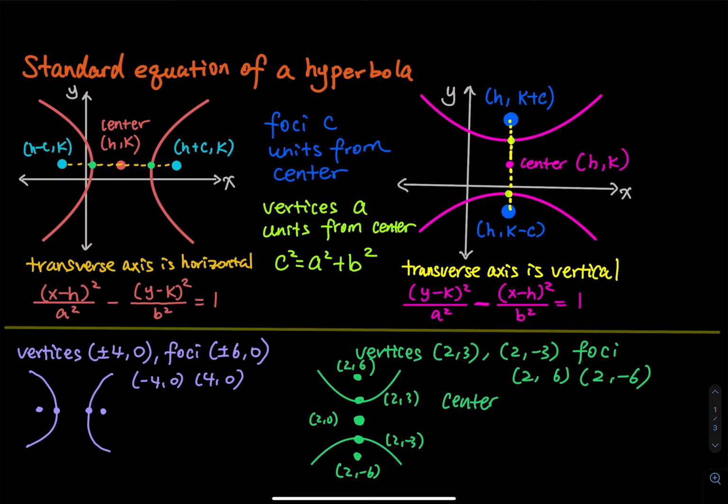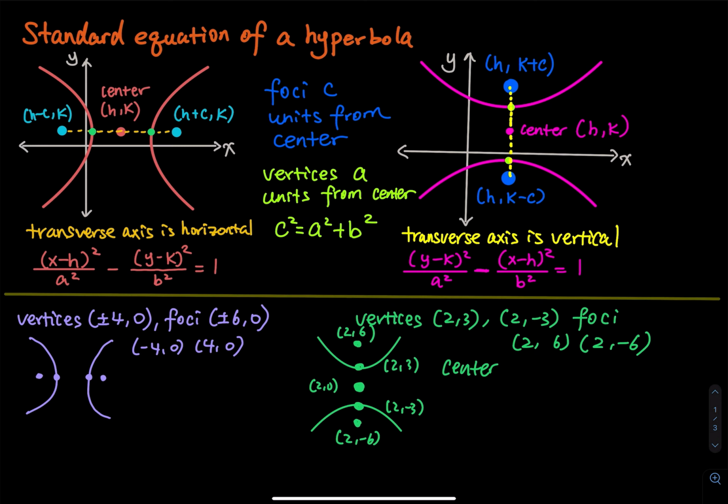All right, so let's do some exercises. The first problem I gave you is this type of problem, where I will give you some characteristics and I want you to write the standard equation of a hyperbola. I gave you the vertices and the foci. The vertices are plus or minus 4 comma 0, which is right over here, and the foci are plus or minus 6 comma 0, which is right over here. So this is a focus, a vertex, and a vertex.